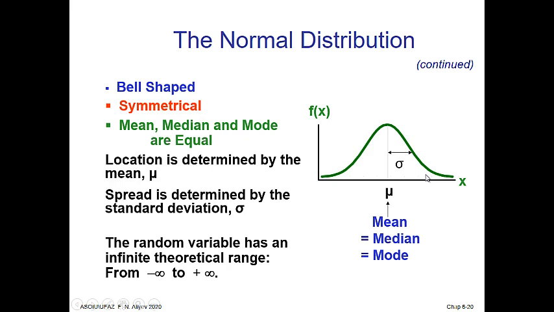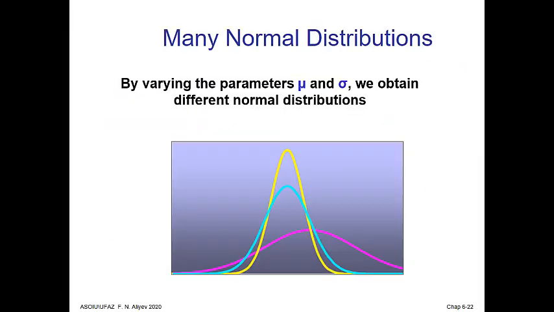As you see in the graph, mu represents the center of the distribution and sigma represents the variation. Here, mean, median, and mode for this distribution are always equal. And remember that it's bell-shaped and symmetrical, because we will use these properties to calculate probabilities for this distribution. The normal distribution is one of the most used distributions. Many variables in real life follow this distribution.